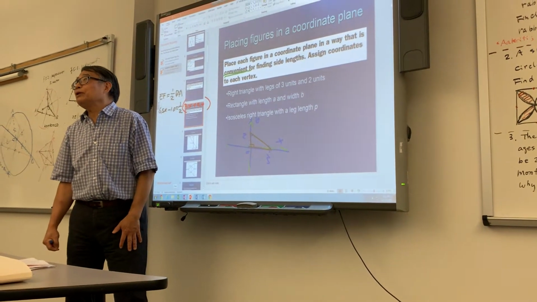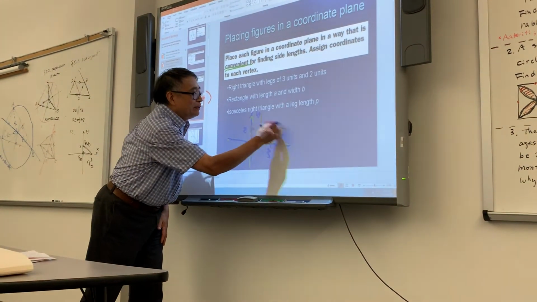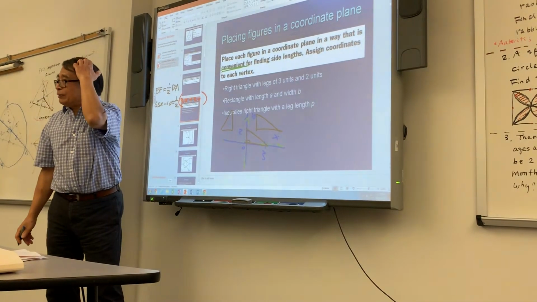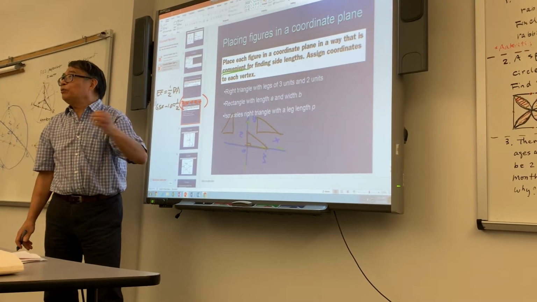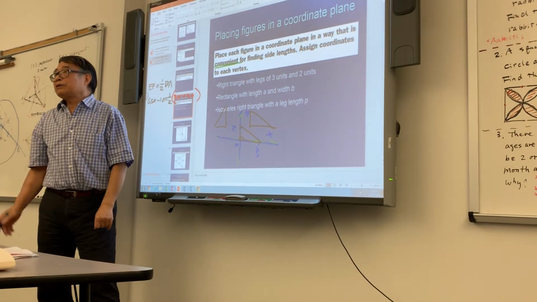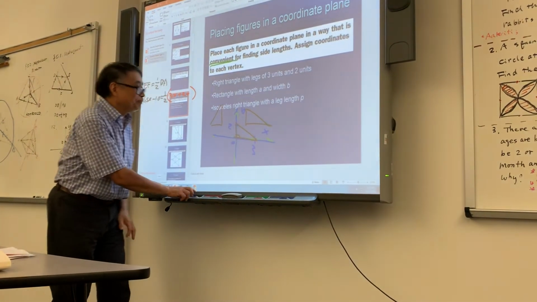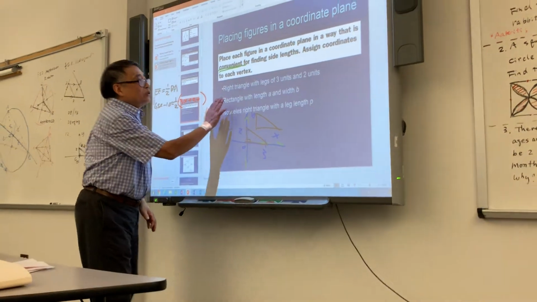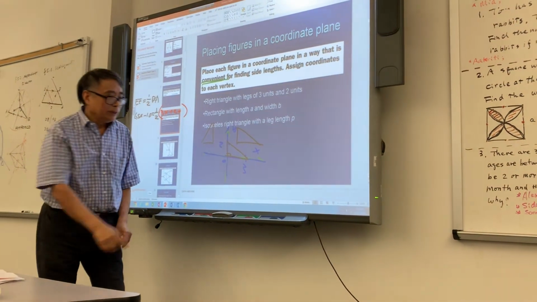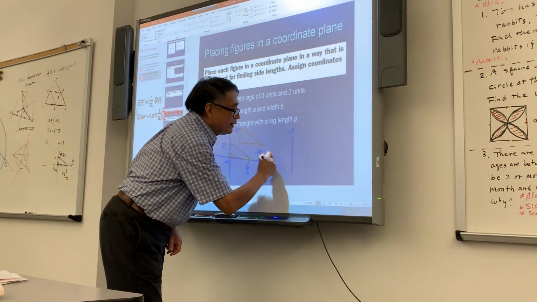Please, don't put it somewhere here. Don't put it somewhere here. That is not convenient. In other words, it's a stupid way. Don't put it like this. This is the smart way, meaning convenient. Some points you have to be careful about. And second, a rectangle with lengths a and b. You can take something like this.